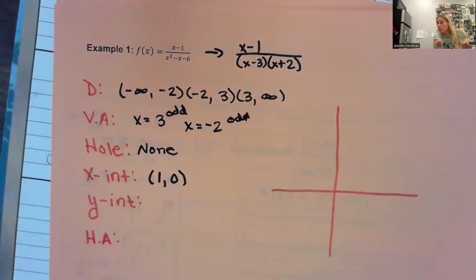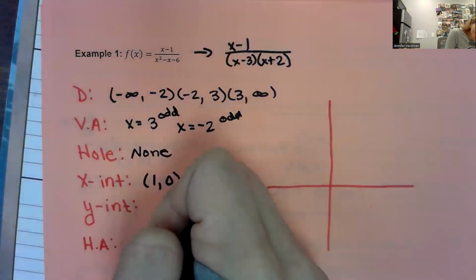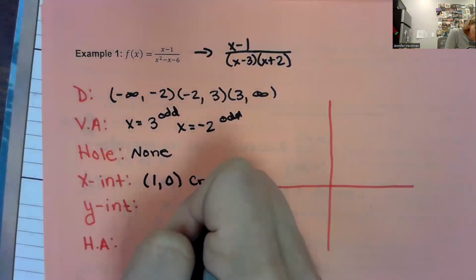Now we've got to talk about touch and cross, right? So x minus 1 is to the first. It's an odd number, and odd exponents do what? They cross.